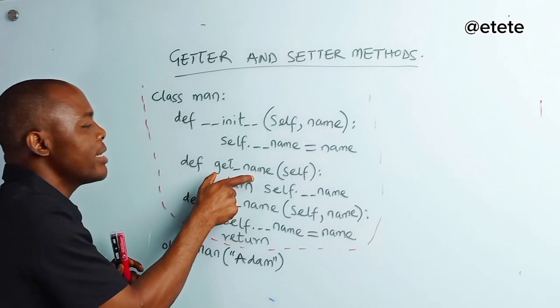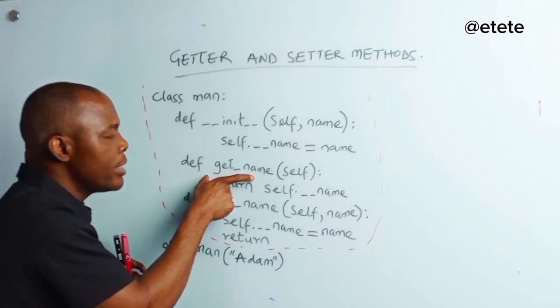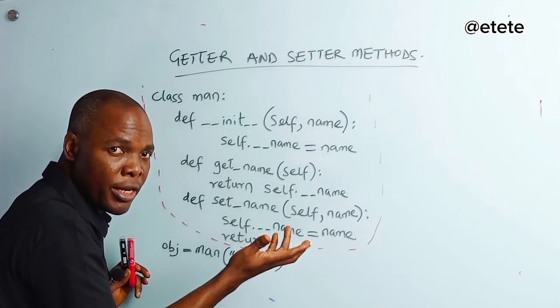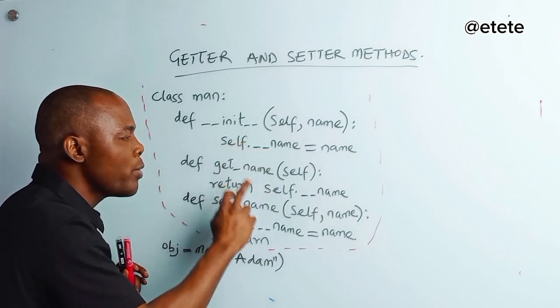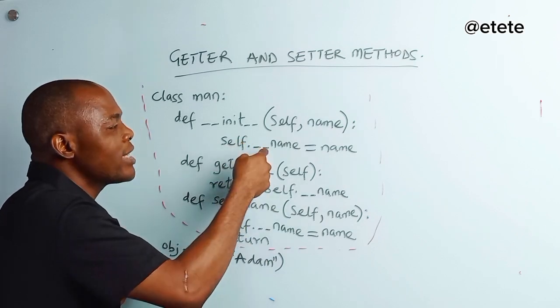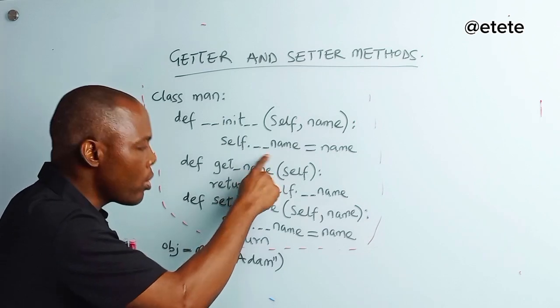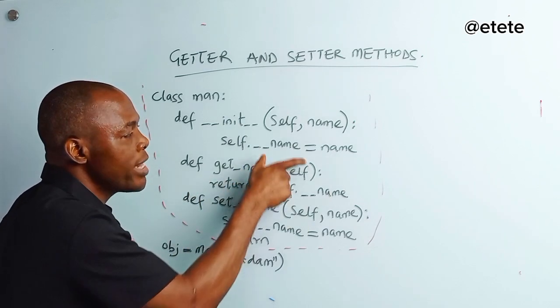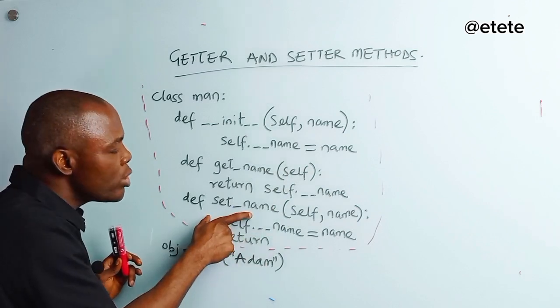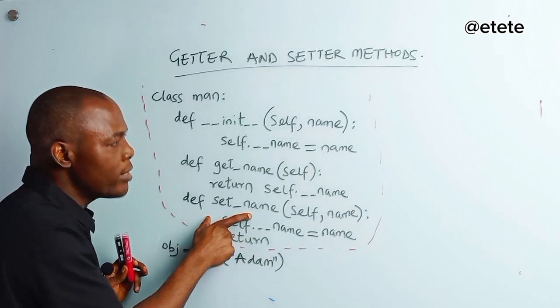So now I create a get name method. This get name method, what is the request? What action is it going to perform? Just to give me the value of this. So when I want to access this, I won't try to access this directly because it will throw me an error. I will try to access it using this get method, and then I'll go in and print it out. I can then use this set name, right, to change.